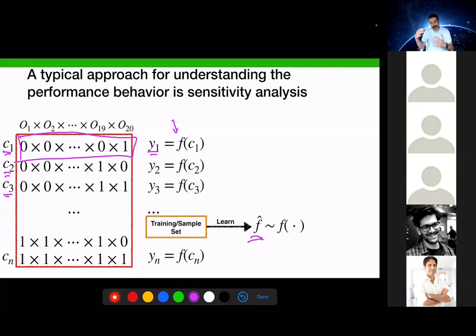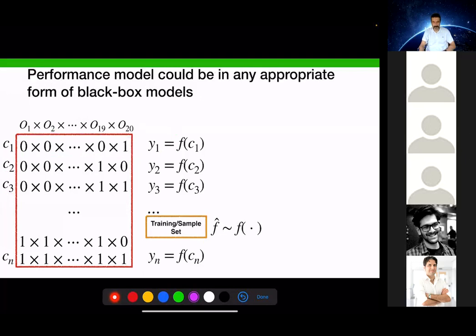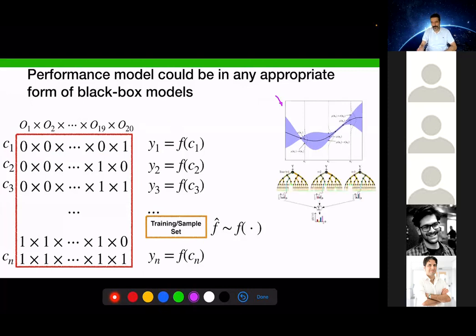This model, typically in black box approaches, is a machine learning model, a black box model. This black box model could be something like Gaussian processes, could be a decision tree or random forest, could be even a neural network, right? Could be any black box model. Probably for performance behavior, you don't need a neural network. And if you are interested, I can tell you why.